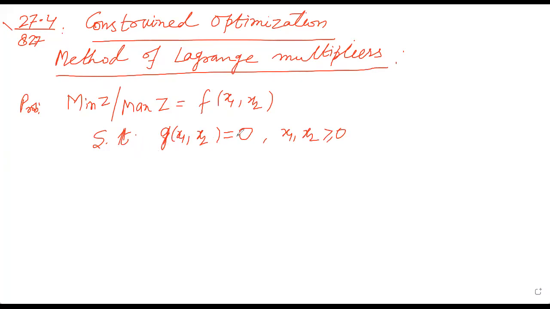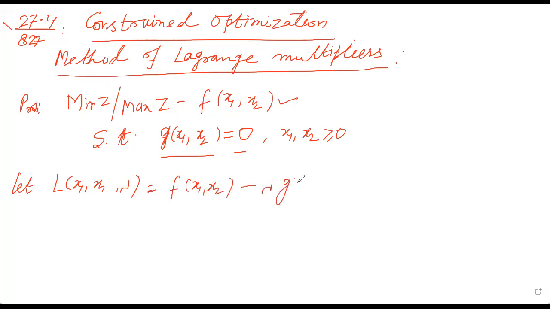Let us continue, subject to g(x1, x2) equal to 0. Suppose one constraint is given to you, and I am taking one problem in two variables and one constraint. The constraint will be given in equality. So what we do here, we take a Lagrange multiplier. I will consider L(x1, x2, lambda) equal to f(x1, x2) minus lambda g(x1, x2). In some books they take plus, that is no problem, because we solve it by setting it to zero, so it comes to equality.